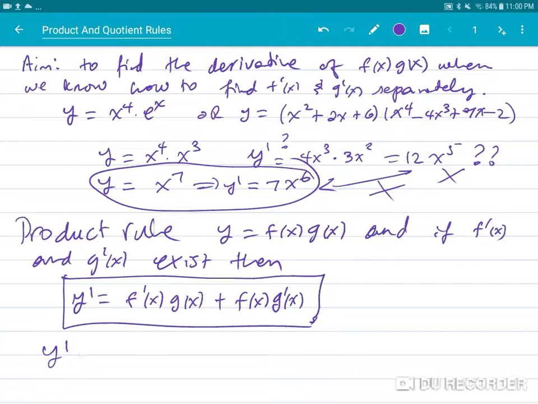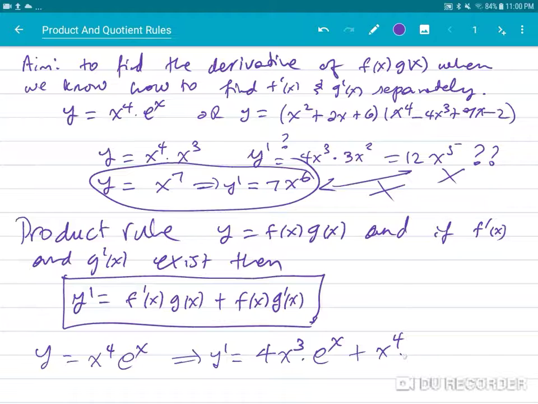So in my example up there, if I have y equals x to the power of 4 times e to the power of x, then y prime becomes: differentiate the first, 4 times x cubed, times the second as it is, plus the first as it is, times the derivative of the second. Well, fortunately for us, the derivative of e to the x is e to the x as it is. So what I just did is differentiate the first times the second plus the first times the derivative of the second. So that's what the product rule tells us. And we can simplify this, but that's basically what the product rule is.